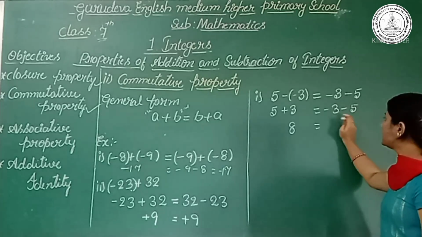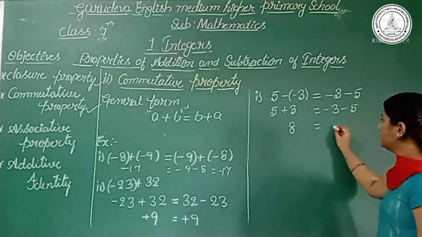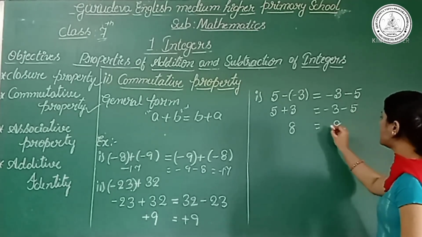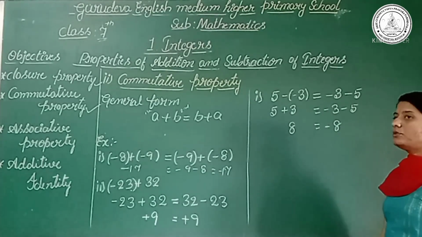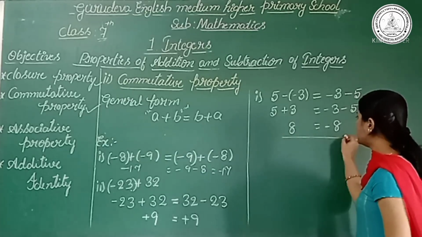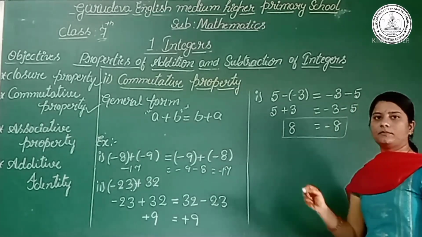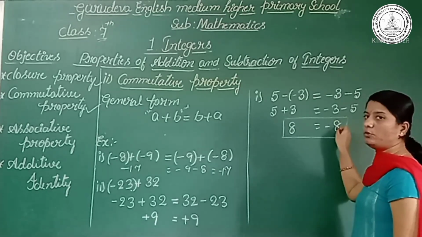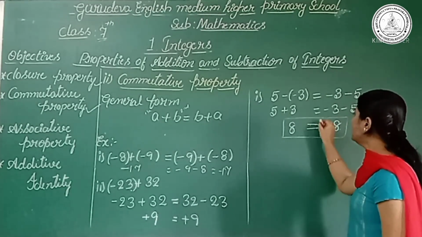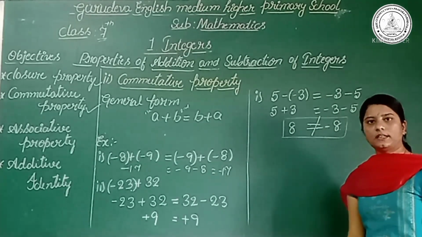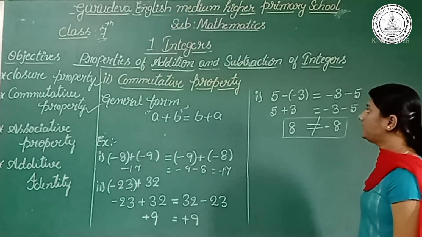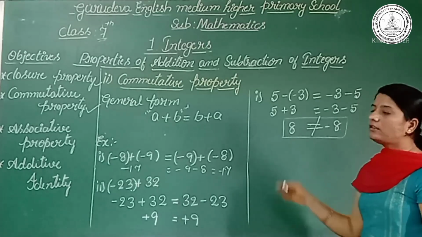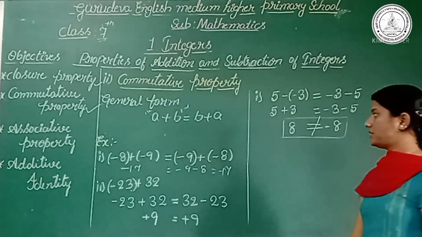Both the numbers have the same sign, so add here: 5 plus 3 is 8, and the greater number is 5, it has a sign minus. So you may check here, are they equal? Plus 8 and minus 8? No, because one is a positive integer and the other is a negative integer. So both the integers are not equal. Hence we said that integers are not commutative under subtraction.